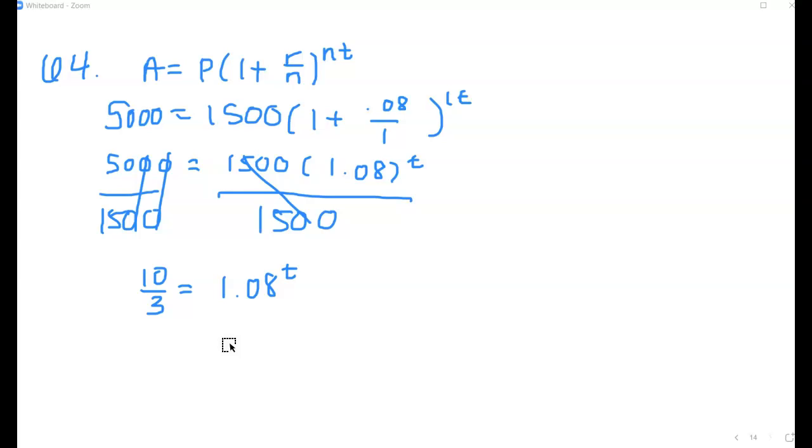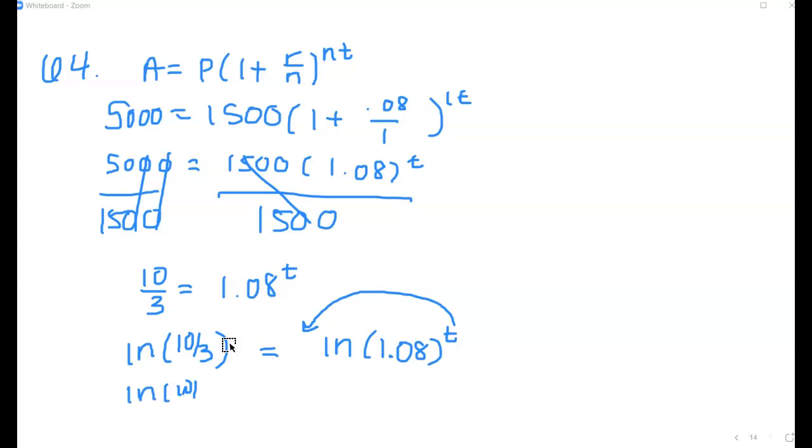So we have kind of a few choices here. In order to get rid of something to the T power, you can natural log both sides. So if I ln both sides, I get the ln of 10/3 equals the ln of 1.08 to the T. Because a natural log of a number to a power says you can bring the power down in front. So you get the natural log of 10/3 equals T natural log of 1.08.